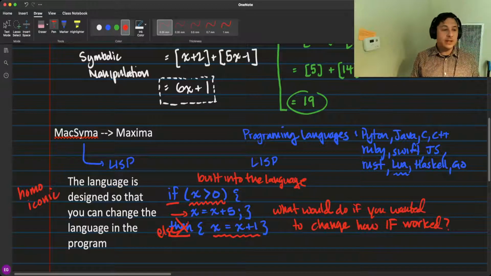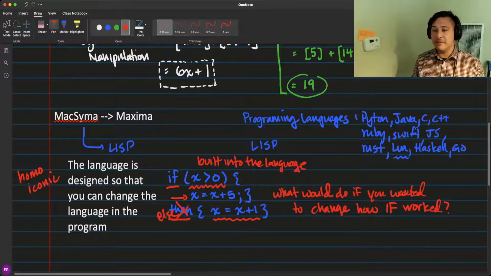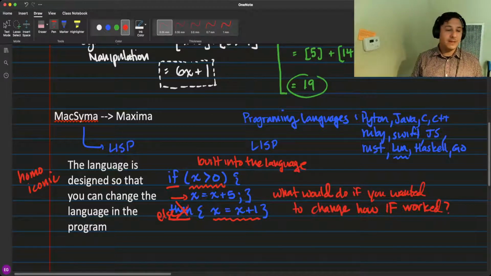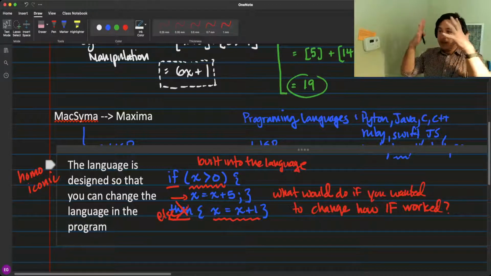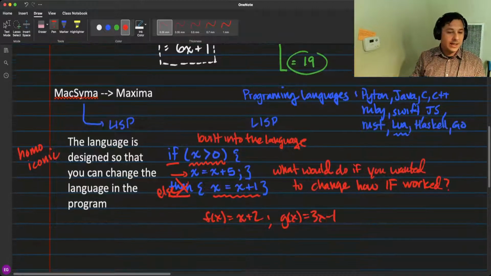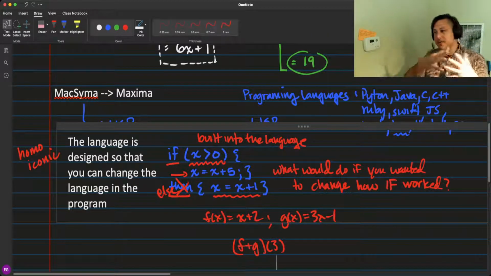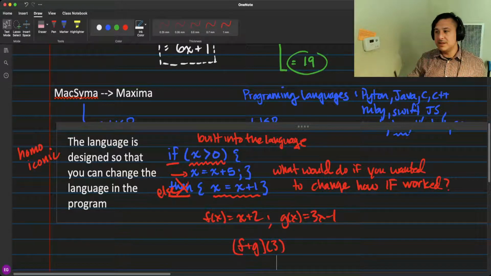So this ends up being really useful because if you were to try to use C to write something that symbolically manipulates stuff, you run into all sorts of problems because you'd have all these if statements or switch statements to read in your f of x. You'd have to write a program so that it reads in f of x equals x plus 2, and then it reads in g of x equals 3x minus 1, and then you would tell it, hey, can you give me what's f plus g of 3. So you'd have to write all this stuff so that it reads it in, groups the terms, and it ends up being really difficult.